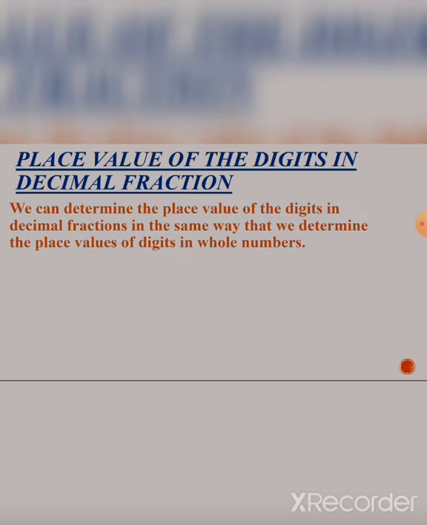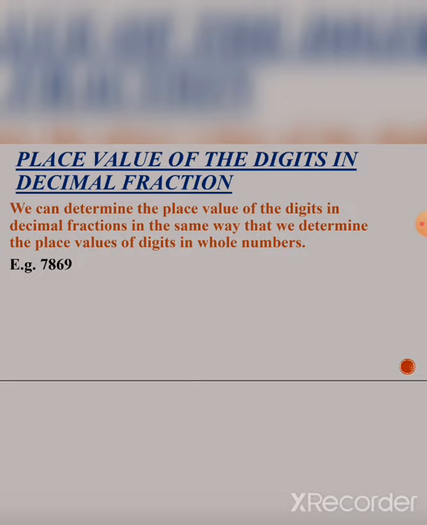Let's start. We can determine the place value of the digits in decimal fractions in the same way that we determine the place values of each of the digits in whole numbers. Now students, we will write the place value as we were writing in the whole number. You know how to write the place values, so like that only we will write in the decimal fraction also.